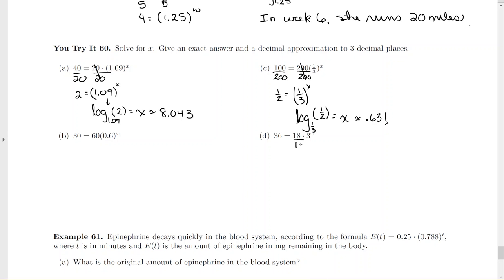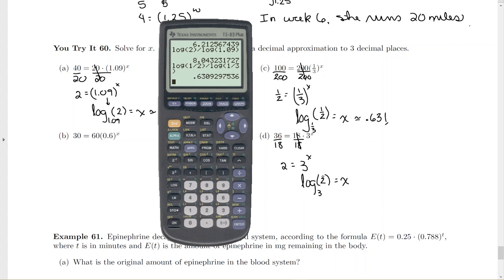All right. Letter D, divide both sides by 18. So we get 2 equals 3 to the x. Log base 3 of 2 equals x. Again, split it up. Log 2, top number goes on top, divided by base goes to the bottom. I get again 0.631.